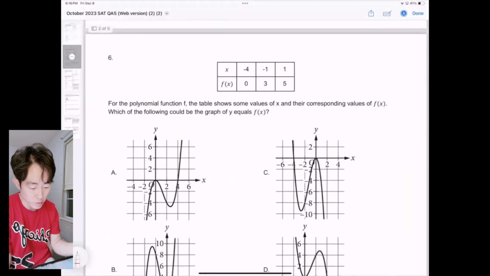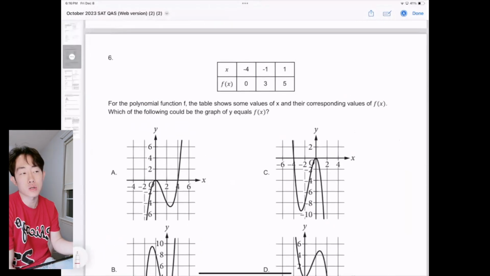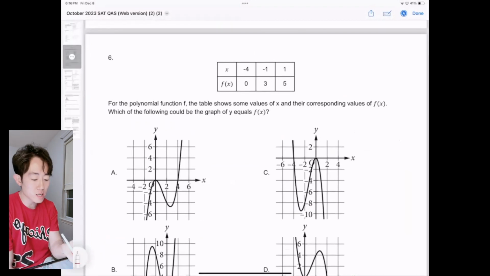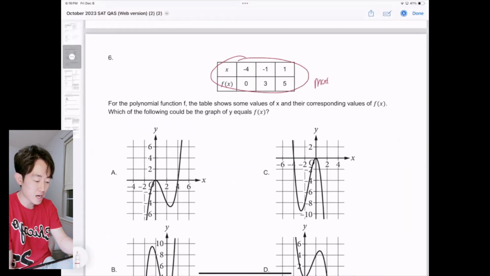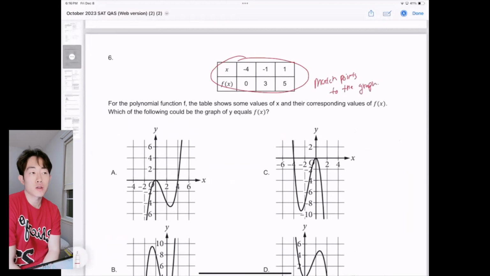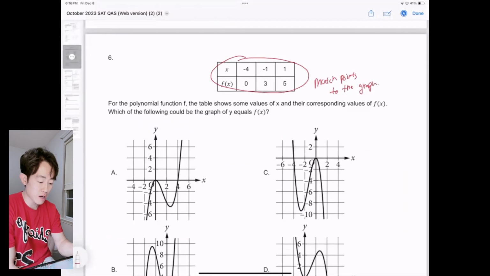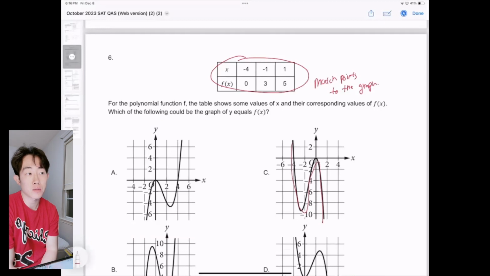Number 6, for a polynomial function, yeah. All right, so some of the students who did this were taking their time with it. You're given a table and a graph, and you're just matching the points to the graph. Some students really overthink this, and they're like, "Oh my gosh, how am I supposed to graph something that looks like this?" And they've never done that before. Well, let's just take it one thing at a time.